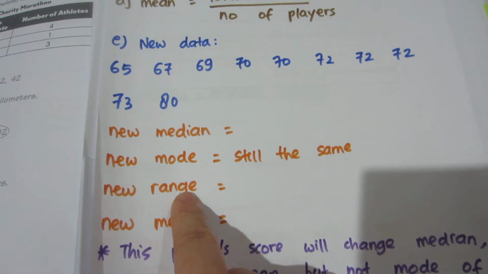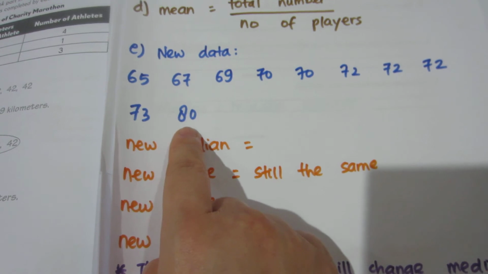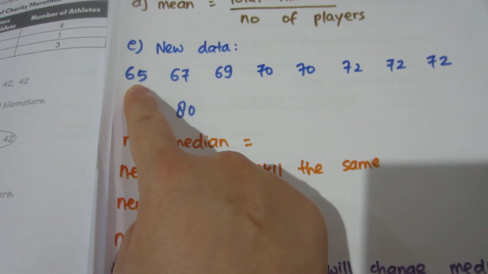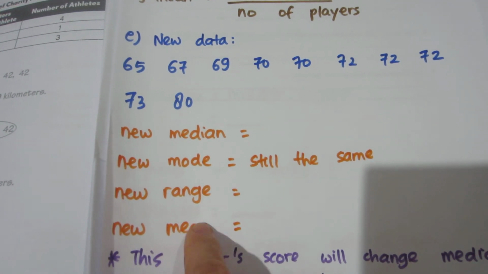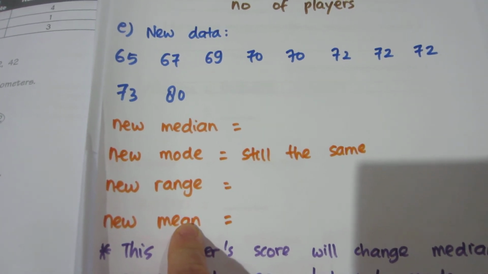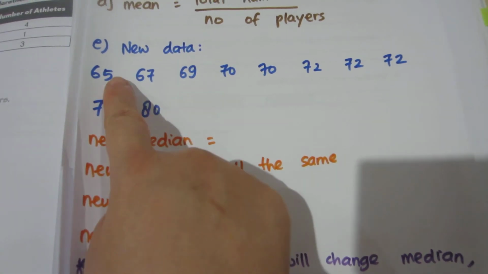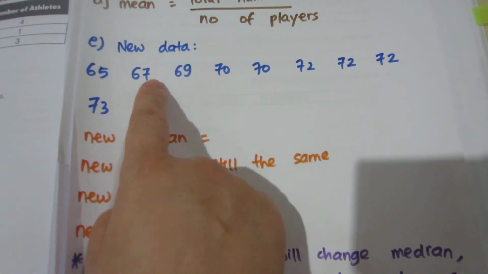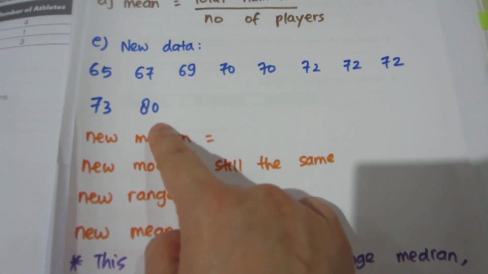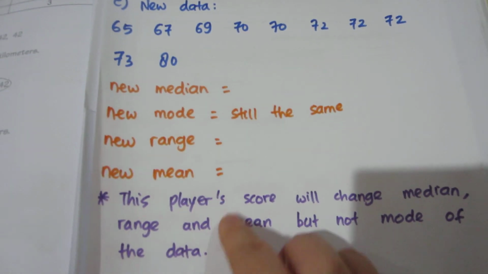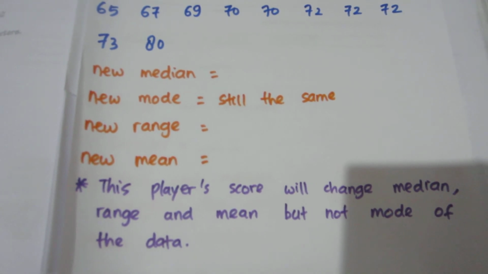What is the new range? This will be different because the biggest one now is not 73 but 80. Still, you have to subtract it with the smallest number. What is the new mean? It will also be different because now we have 10 players instead of 9, plus we have another data to add. So you need to add everything up. 65 plus 67 plus 69 plus 70 plus 70 plus 72 and so on until 80 divided by 10. So in conclusion, the player score will change the median, range, and mean, but not the mode of the data.